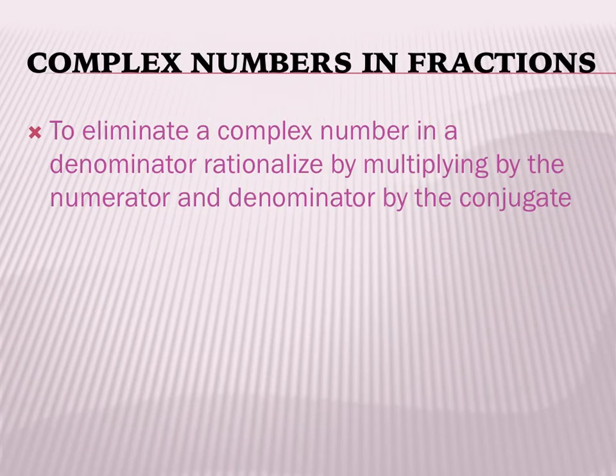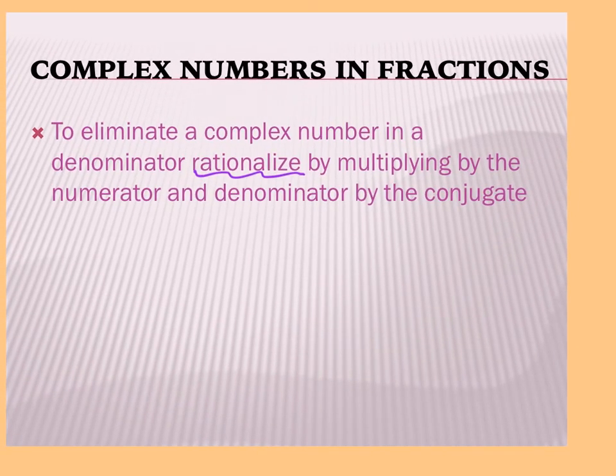Okay, I'm going to go one more thing and then we'll stop. So complex numbers and fractions, which is what I was just talking about. To eliminate a complex number in a denominator, we're going to rationalize by multiplying the numerator and the denominator by the complex conjugate. So whatever the conjugate of the bottom is, we're going to multiply both the top and the bottom by it. We'll expand and FOIL out our numerator, and our denominator we can use a shortcut on. The shortcut being a squared plus b squared.